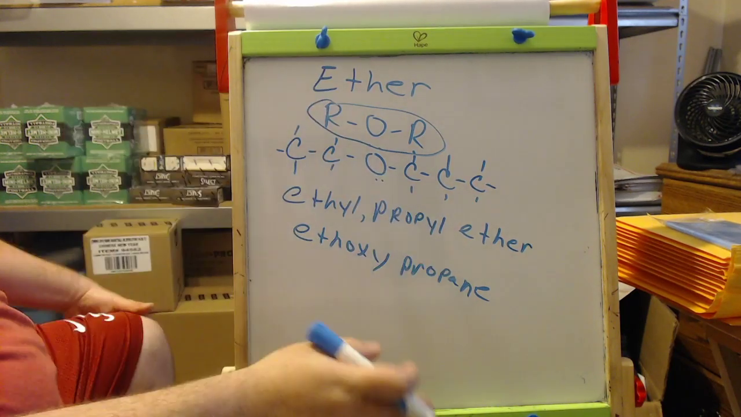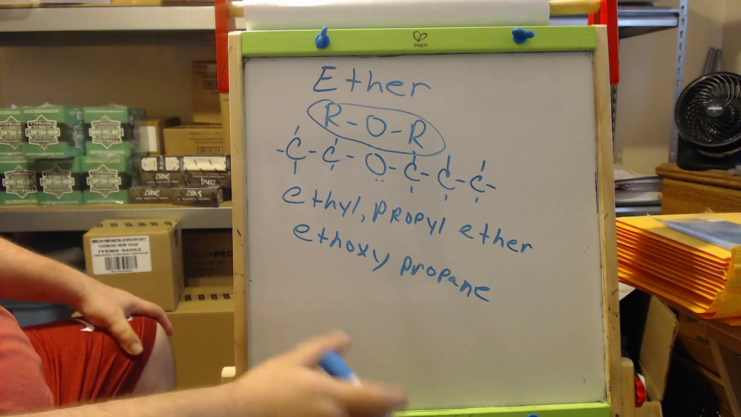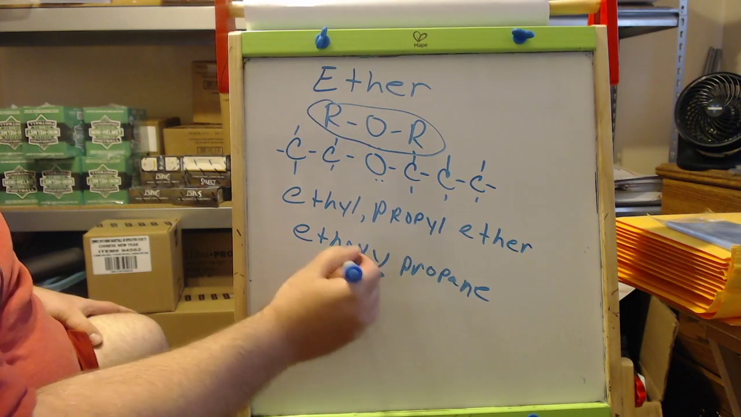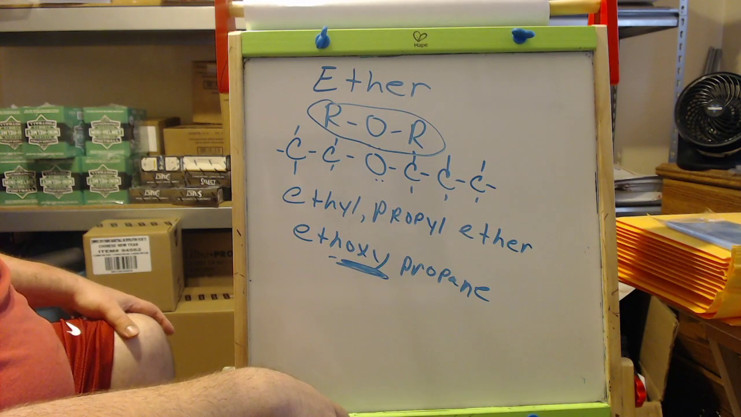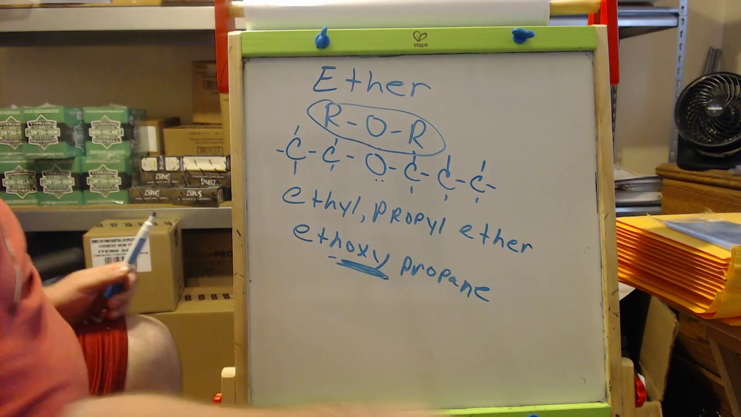We're not going to worry about cyclic ethers and things like that just yet. Cyclic ethers are known as epoxies. And there's the oxy coming into play. Okay, so those are ethers.